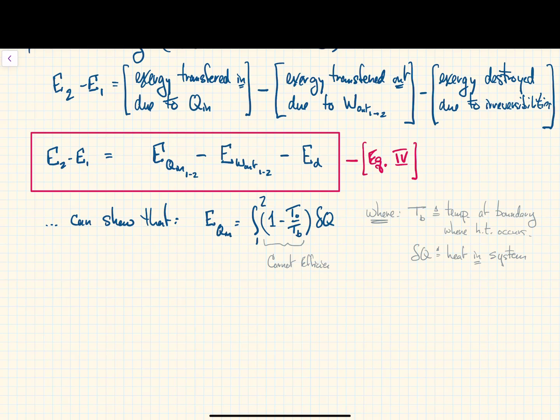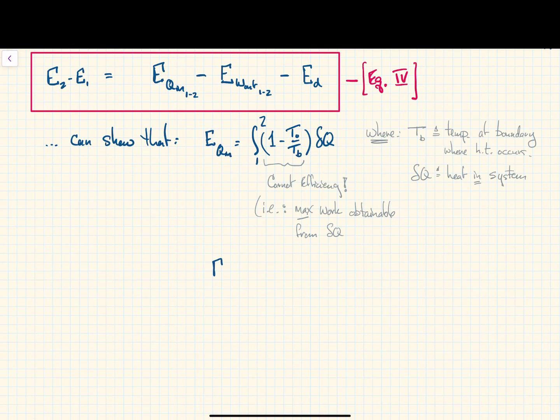Notice that term in parentheses, 1 minus T naught over T_B, very much like a Carnot efficiency, doesn't it? Where T naught would be your cold reservoir and T_B would be your hot reservoir. And so it kind of makes sense that if you take this Carnot efficiency and multiply it by an amount of heat transferred as a result of that process, that would give you the maximum amount of work that could possibly be produced by this particular step. And that's what we've got here. So we're adding all this maximum work that can be produced during the process as we go from state 1 to state 2. That's what that term means.